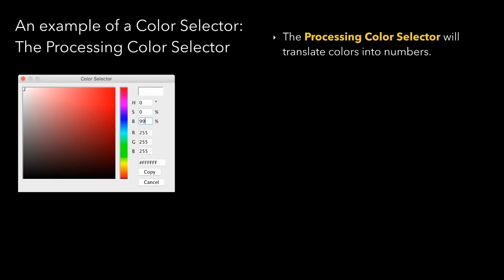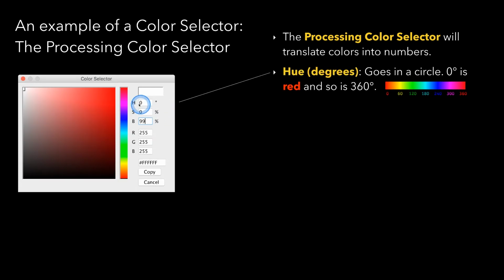So I want to show you an example of a color selector, and I'm going to choose the Processing color selector. All of you can download this program. It is freely available on the internet. Any color selector will probably also have the relevant fields I'm going to talk about. So you could use Photoshop or GIMP or any photo manipulation tool to look at a color selector. So the color selector translates colors into numbers. And you'll see all of the numbers over here are the kinds of numbers that computers like to use to describe colors. So first we're going to talk about hue.